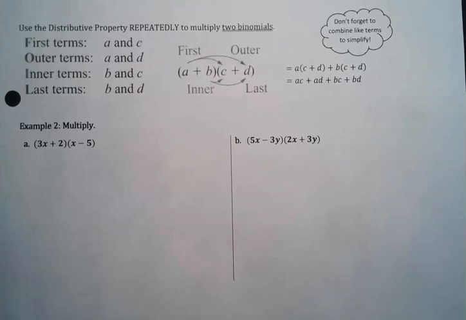Now, we're going to use the distributive property repeatedly to multiply two binomials. We have this term called FOIL that's going to help us. First, outer, inner, and last. What that means is we're going to multiply the first terms. So we multiply a times c. It's the first term in each set. We have a and b grouped together and c and d. So we multiply the first terms in both of those.